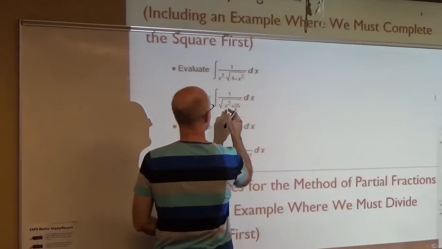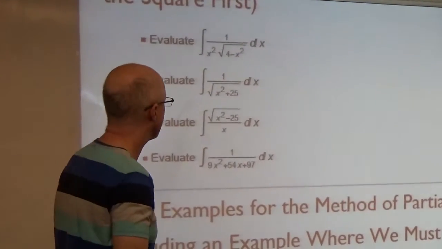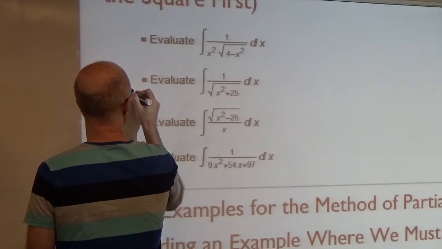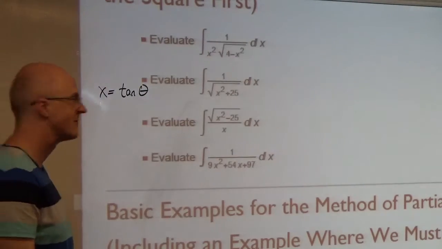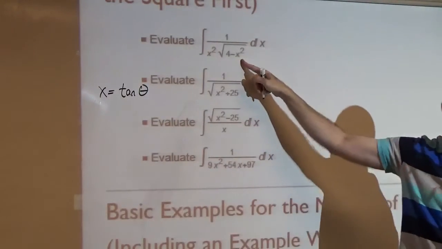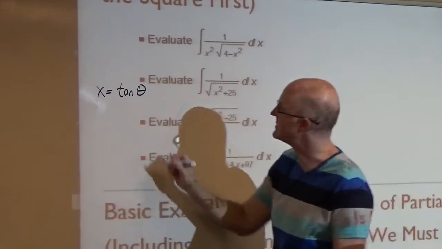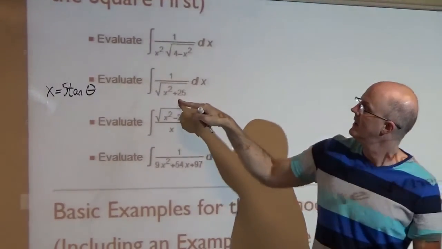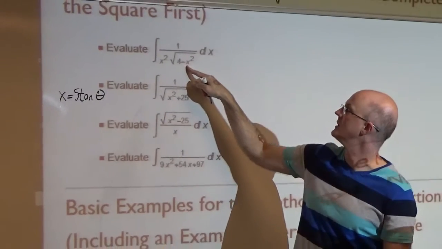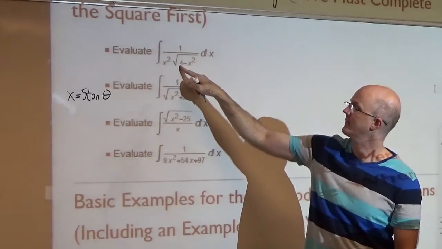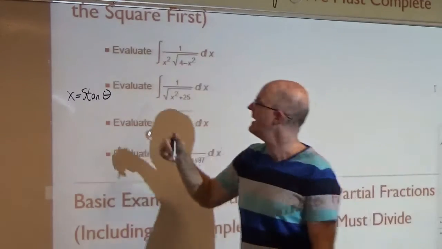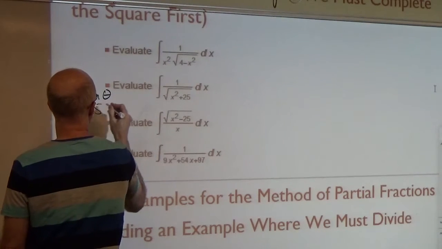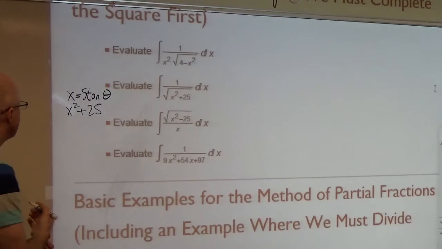When you've got a variable squared, or something involving the variable squared, plus something else squared, it turns out in that case to be good to let x equal tangent theta. In this one, it was a good idea to let x equal 5 tangent theta, since 25 is 5 squared. In the other case, it was good to let x equal 2 sine theta, 2 because of the 4 being 2 squared.